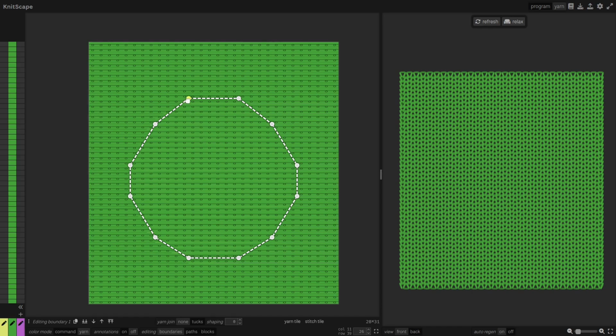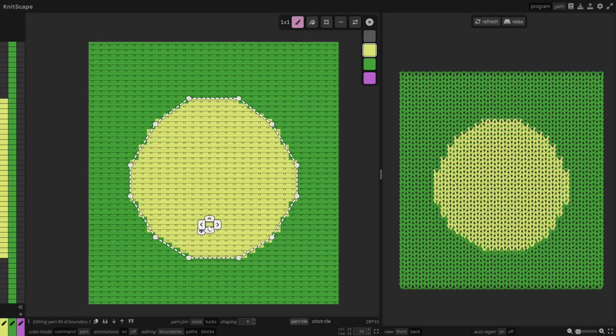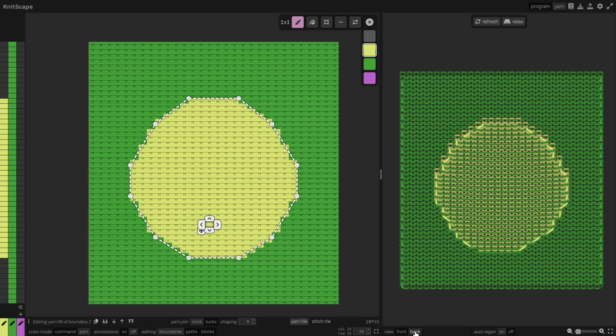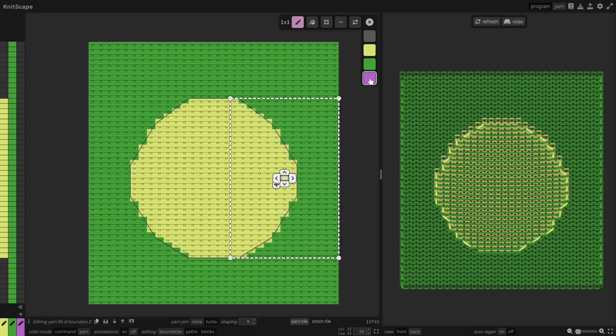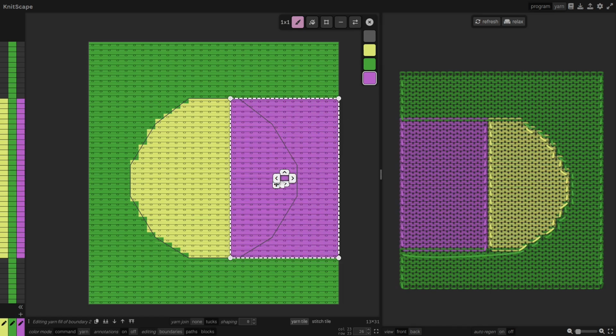Here's an example intarsia design workflow in our editor. We first draw a new boundary, like this circle, and assign it a yellow yarn fill. When we inspect the back of the fabric, we see that the green yarn leaves long floats as it travels across the back of the yellow. We can address this by using a new boundary to make a third yarn knit the stitches to the right of the circle. We send this new boundary to the layer below the circle. This removes most of the floats.